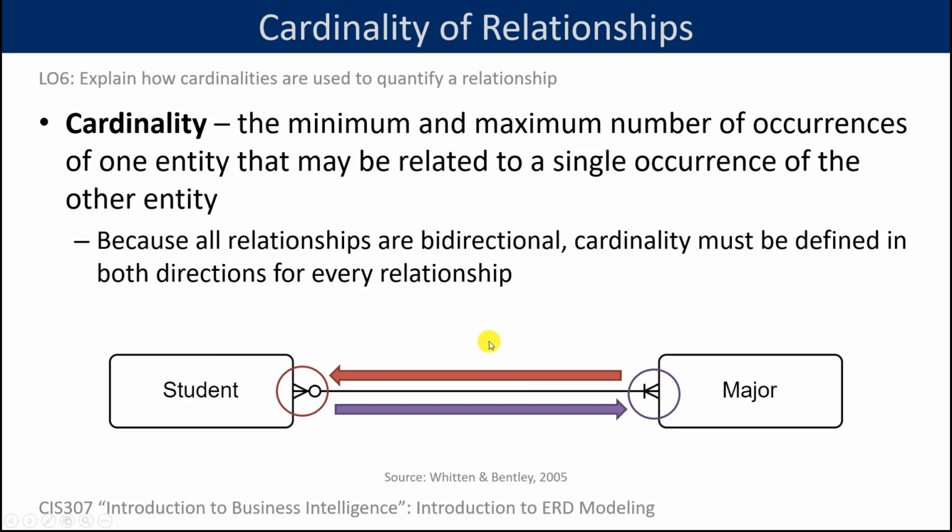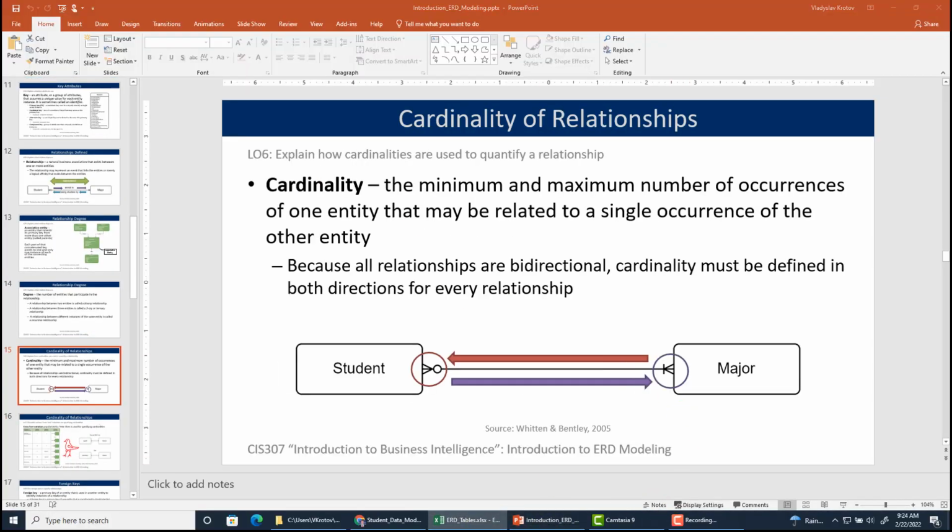Okay. So what is cardinality? Cardinality, I would like to say it again. It's something that quantifies the relationship, attaches a number to the relationship, but this is the expanded definition. Cardinality is the minimum and maximum number of occurrences of one entity that may be related to a single occurrence of the other entity. Simply speaking, this is what it means. Remember, each entity is implemented as a table. So let me show you those tables right here.